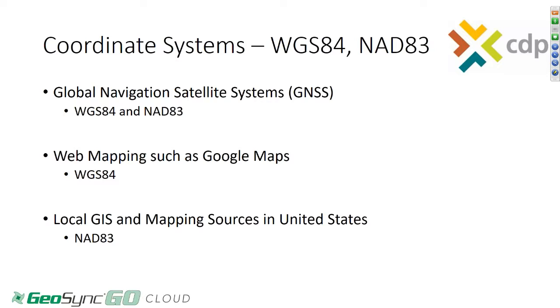The other thing that's important is local GIS or mapping sources, really in the United States or most anything in North America. The reference frame or coordinate system that it's using is NAD83 almost exclusively. So even in Kentucky, where we're located, really everything on the local level and the state level is referencing NAD83.